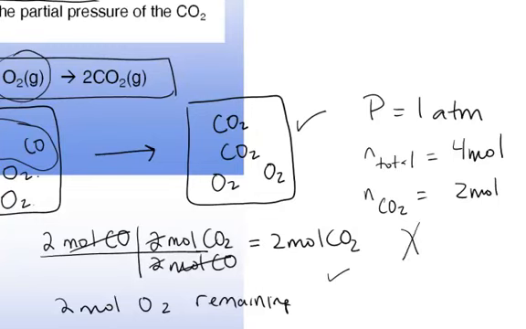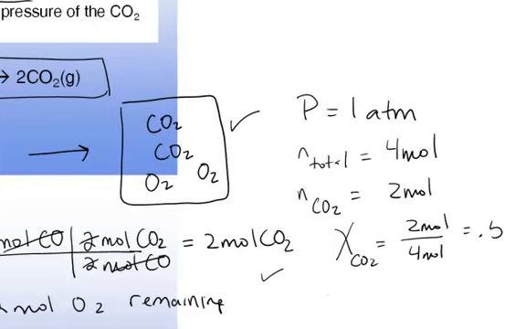So the mole fraction of the carbon dioxide is equal to 2 moles divided by 4 moles, which is equal to 0.5. So the partial pressure of the carbon dioxide at the end of the reaction is equal to the mole fraction, which is 0.5, times the total pressure, which was 1. So the partial pressure is 0.5 atmospheres.